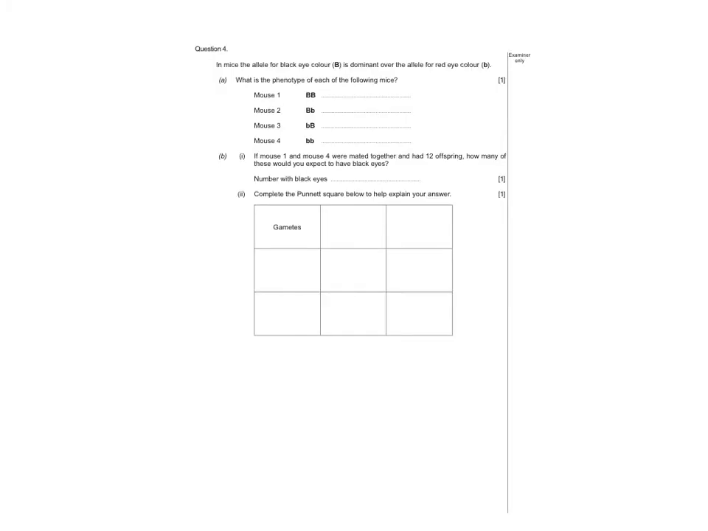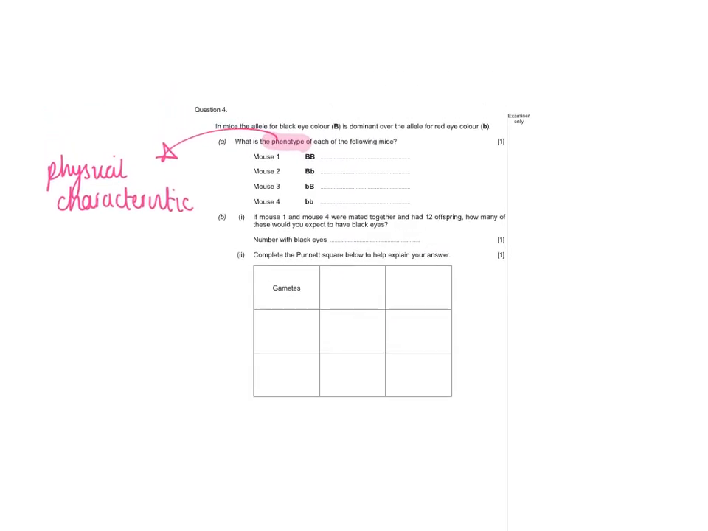Next question then. So in mice, the allele for black eye colour, big B, is dominant over the allele for red eye colour, little b. What's the phenotype of each of the following mice? So we need to know phenotype, which we've gone through at the start already, and it is our physical characteristic. Physical characteristic.